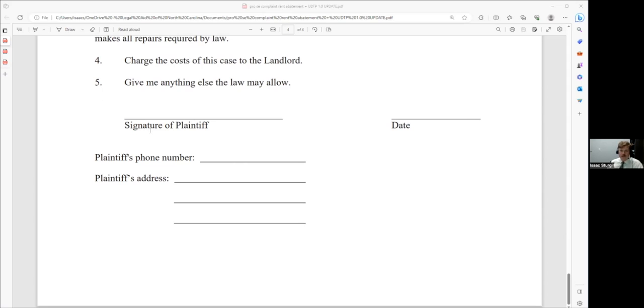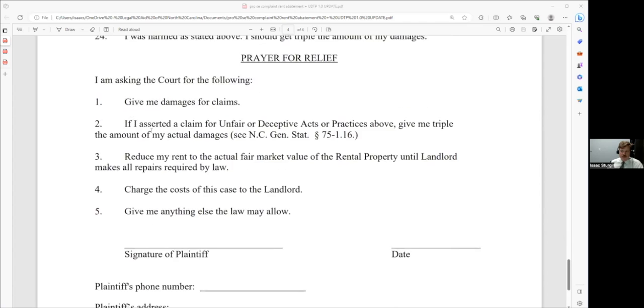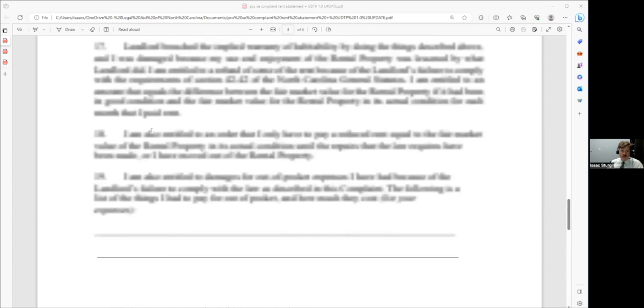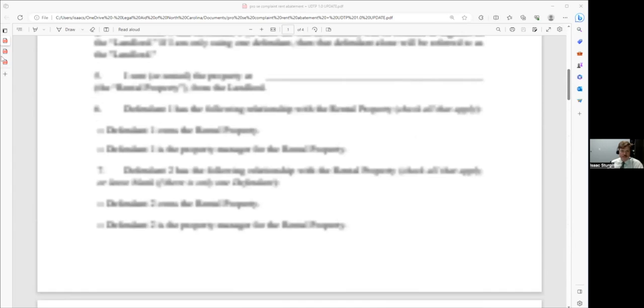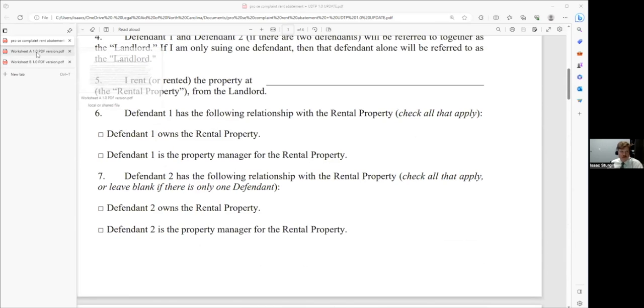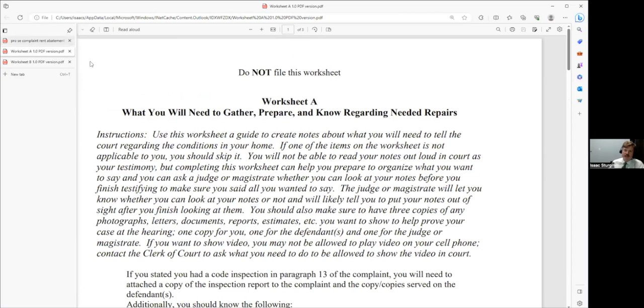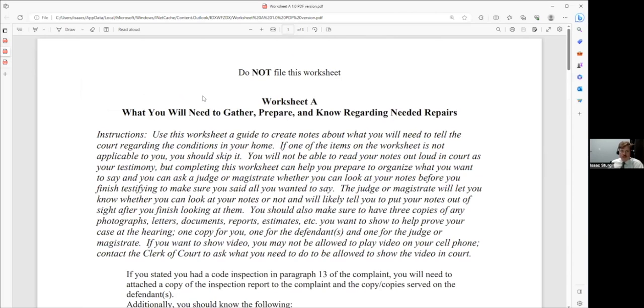All right, so that wraps up the first form. The only other thing I wanted to show you for this first part of this training is we're going to look at a couple of worksheets that Legal Aid has created that can help people get organized when they are going to actually have the trial date.